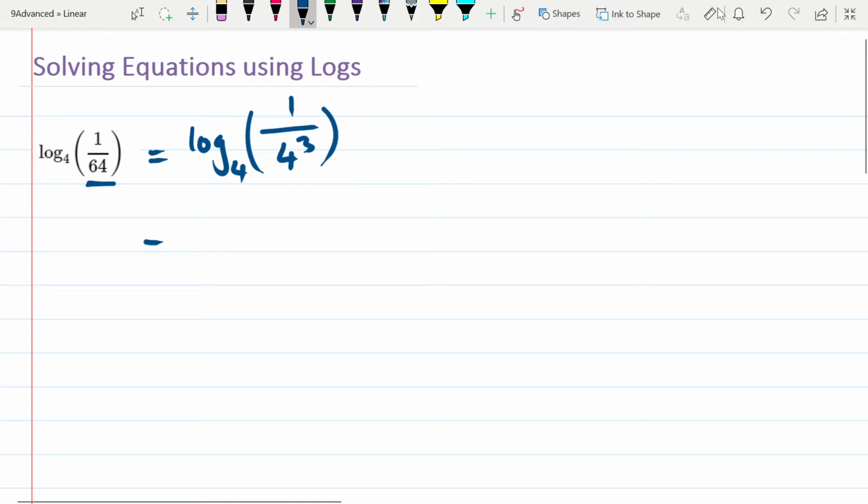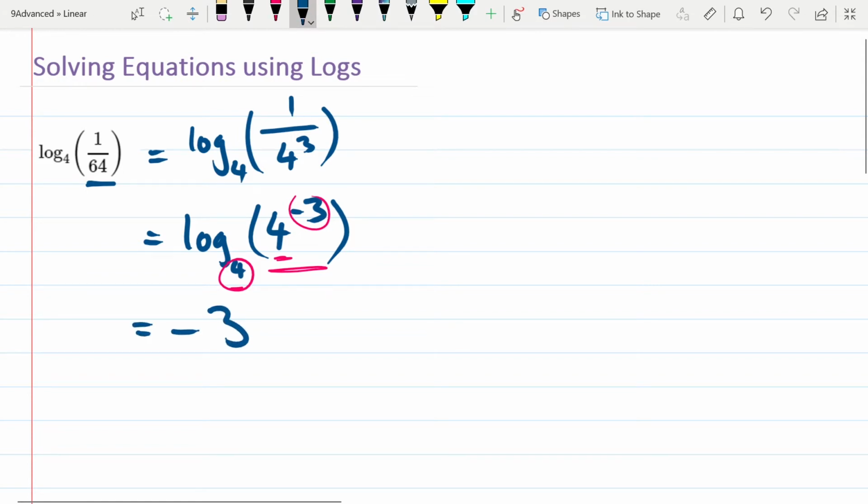Once we get to here, we can then write 1 over 4 cubed as 4 to the power of negative 3. So log to the base 4 of 4 to the power of negative 3. Now, what a log is asking us is, what power must the base, which in this case is 4, be raised to equal everything inside this bracket here? Well, we've already got a base of 4, so to raise 4 to the power of negative 3 would give us what's inside the brackets. So this whole expression just equals negative 3.